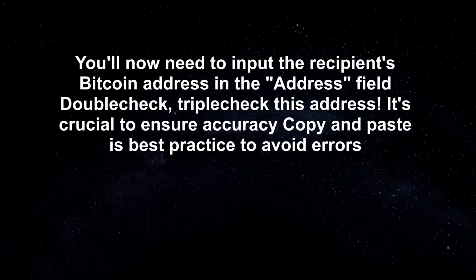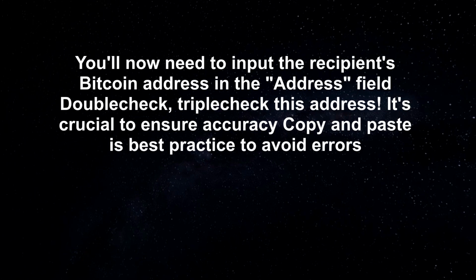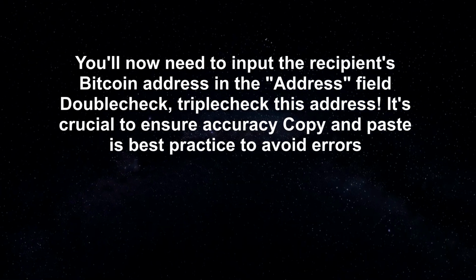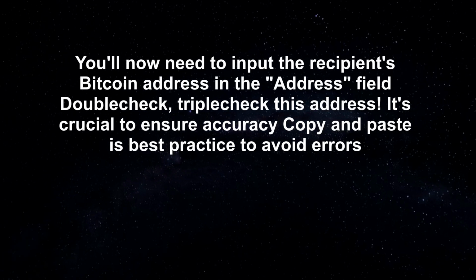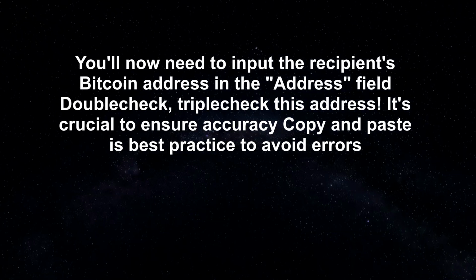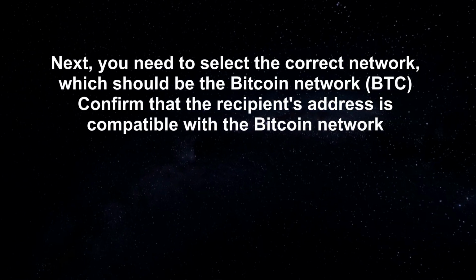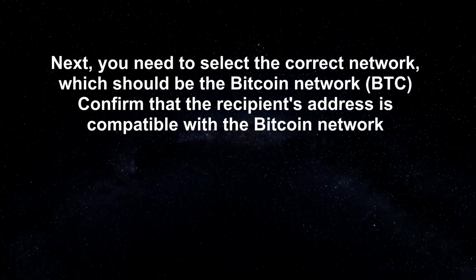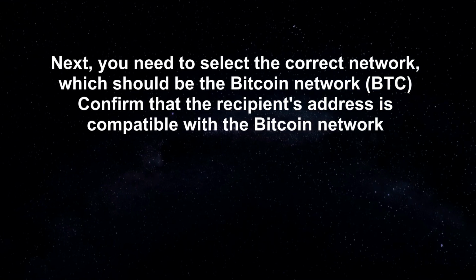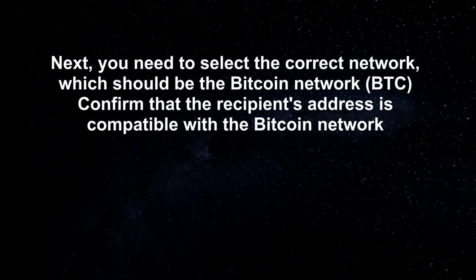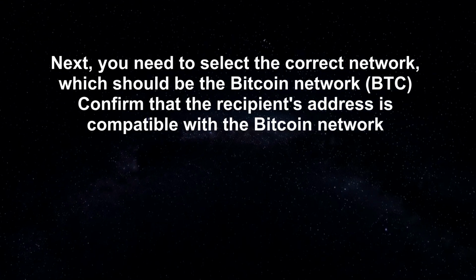You'll now need to input the recipient's Bitcoin address in the address field. Double-check, triple-check this address. It's crucial to ensure accuracy. Copy and paste is best practice to avoid errors. Next, you need to select the correct network, which should be the Bitcoin network, BTC. Confirm that the recipient's address is compatible with the Bitcoin network.